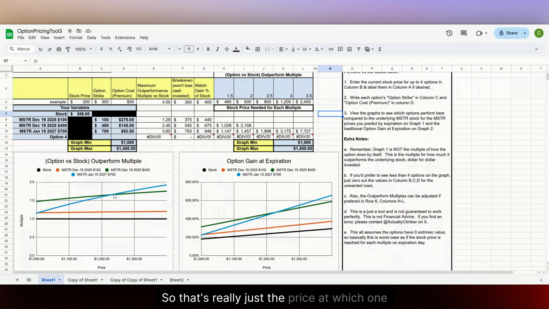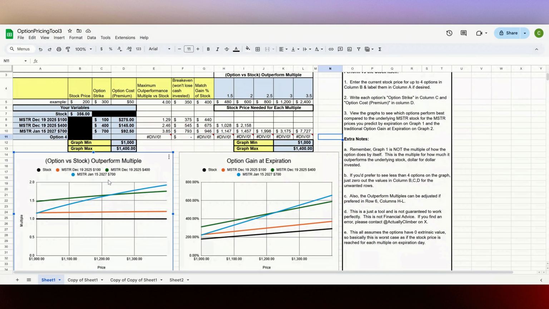So that's really just the price at which one option would overtake the other in performance, both in terms of total return independent of the price of the stock, just purely looking at the option return, and compared to the stock itself, that outperform multiple.